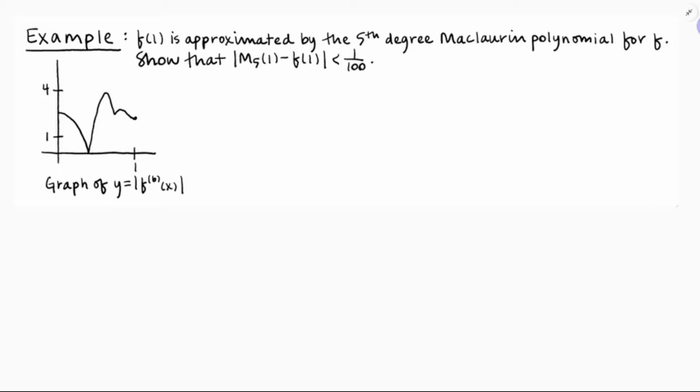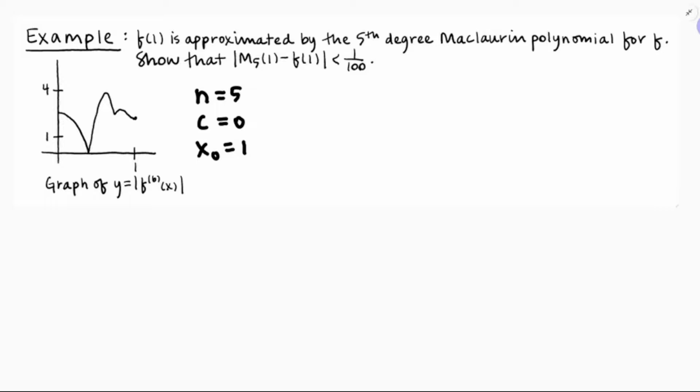And here's a graph example from my old notes book. F of 1 is approximated by the 5th degree Maclaurin polynomial for f. That first sentence has all the ingredients we need. 5th degree polynomial, n equals 5. It's centered at x equals 0 because it's a Maclaurin polynomial, and we're approximating at x0 equals 1 because we're trying to find an approximate value of f of 1.